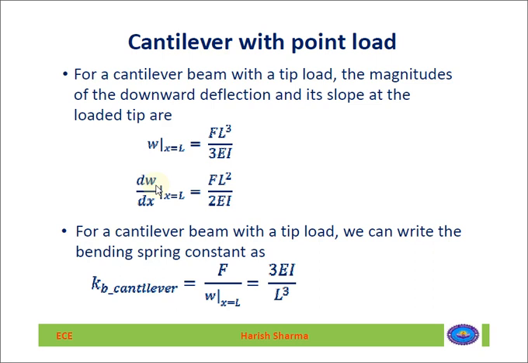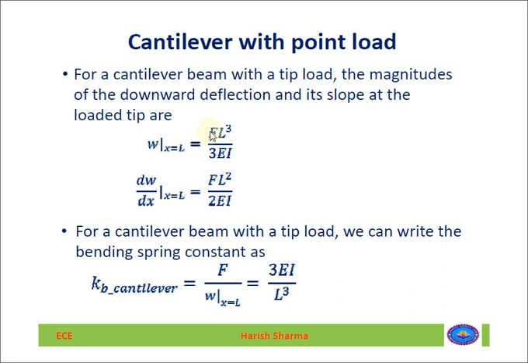And also dw by dx, that is the slope at x equal to L, will be FL square upon 2EI. So these two values we will get. For the cantilever beam with the tip load, we can write the bending spring constant as this. This is the deflection, w equal to FL cube by 3EI.